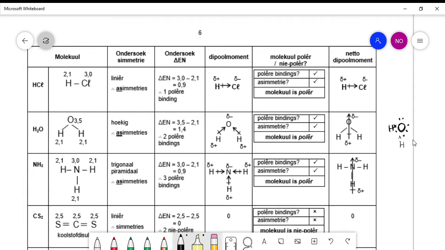Asymmetrical shape, checked. What is the name of this shape? Angular. Why is it angular? Because it has, what do we call these? Lone pairs or single pairs.